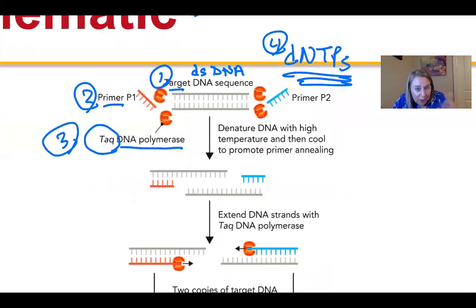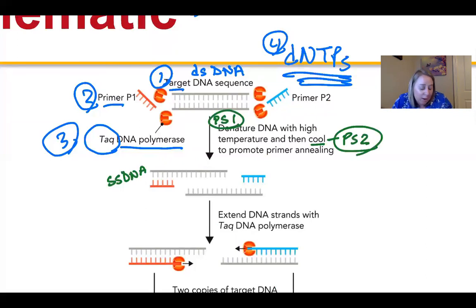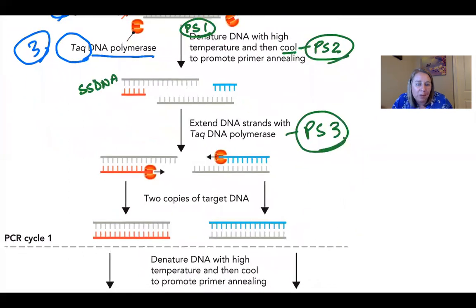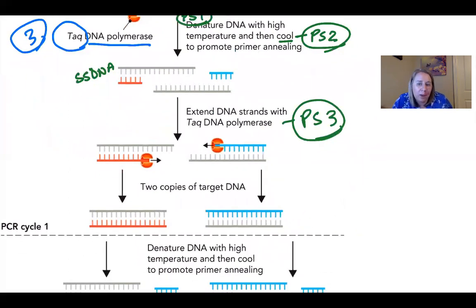So now 3 phases, right? Phase 1, we're going to denature the DNA with high temperature. So we're going to separate it into single-stranded DNA. Then we're going to cool it. This is phase 2. We're going to cool it to promote the primer annealing to our single-stranded DNA. And then in phase 3, we're going to extend the DNA with the Taq polymerase. Now we have 2 copies of our target DNA. Well, guess what we're going to do?